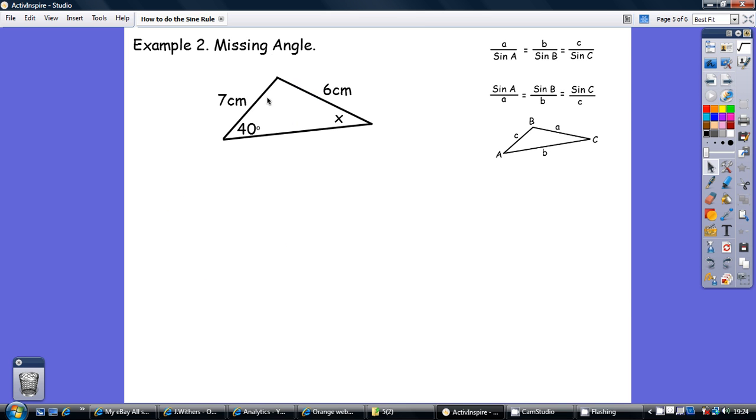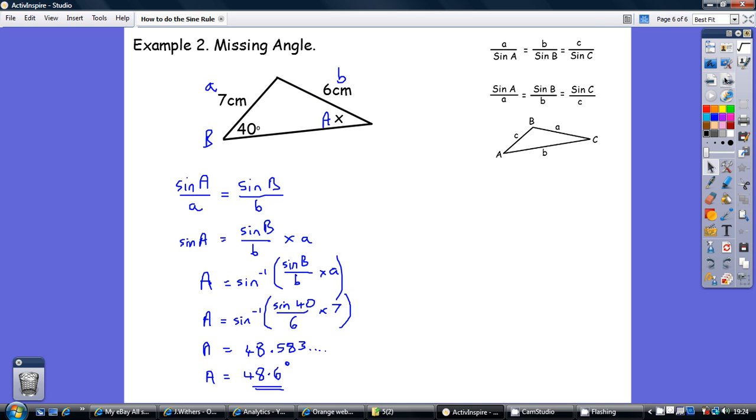Now what about when we're finding a missing angle? Now we're working out a missing angle here, so have a go. Okay, now because we're finding a missing angle, put the angles on top. Then rearrange by multiplying through by A. Now how do we want A? We don't want sine A, so how do we undo a sine? We do inverse sine. So this is our rearranged formula. Substitute what we know, pop it into our calculator, and we get 48.6.